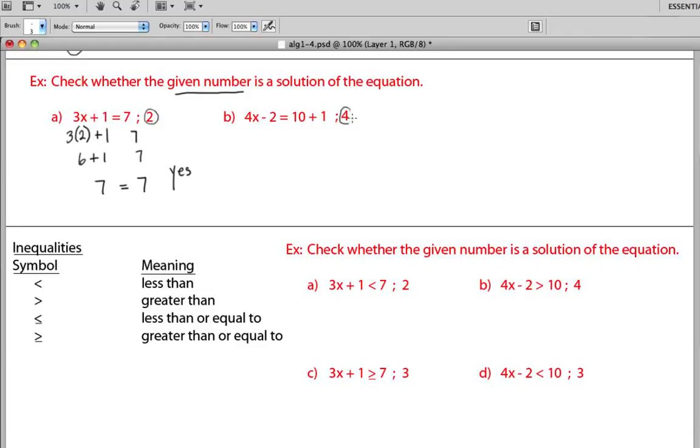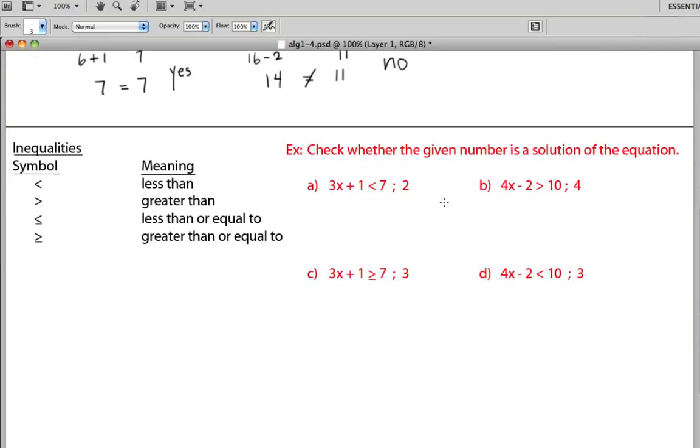Over here, I'm going to use the given number, which is 4. I'm going to plug it in for x. Now on the other side of the equal sign, I have a 10 plus 1. So I'll calculate what's on the left first. So 4 times 4 is 16. 16 minus 2 is 14. Over here, 10 plus 1 is 11. I'm going to bring it down. And 14 does not equal 11. So for this one, the answer would be no.